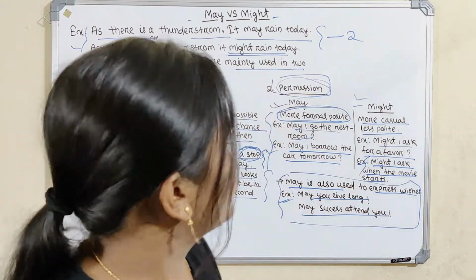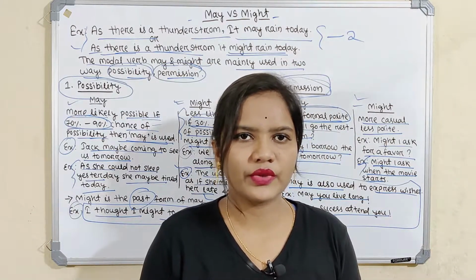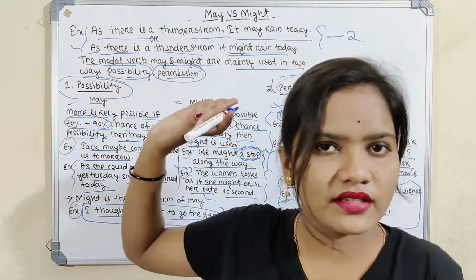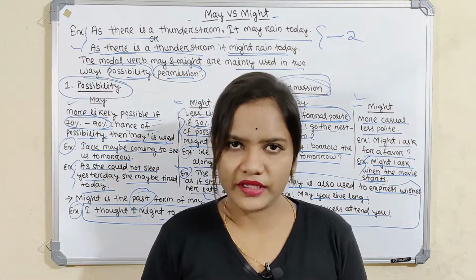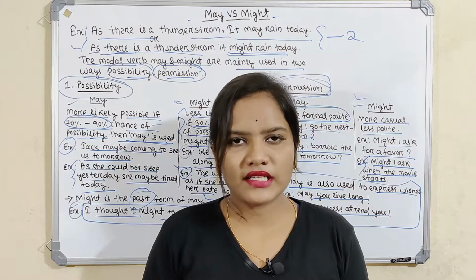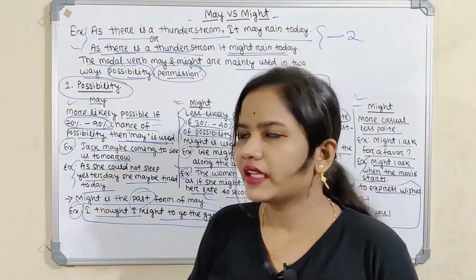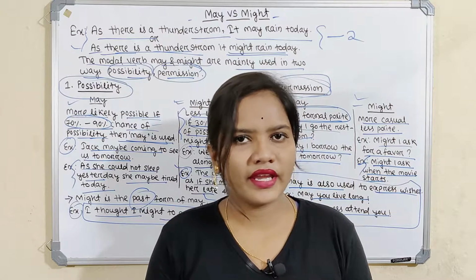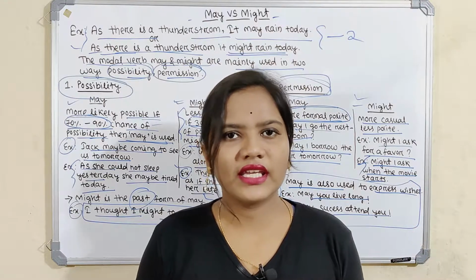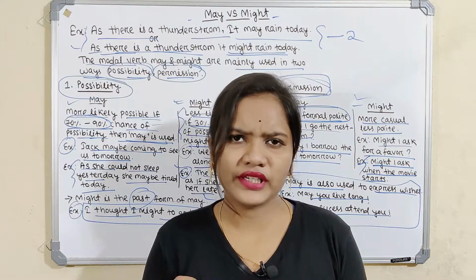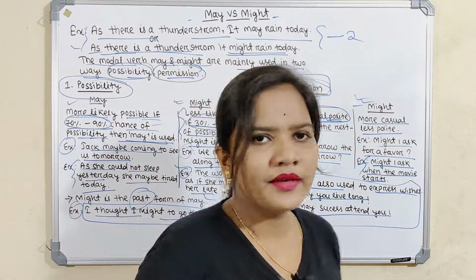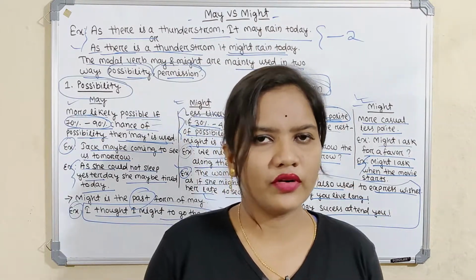So that is all about may and might. Let's quickly revise what we learned today. First we learned that may and might are main and important modal verbs. In the case of possibility, if the chance is more, may is used, and if the chance is less, might is used. In the case of permission, if it is more casual and less polite, we use might. If it is more formal and more polite, may is used. That is the difference between may and might.